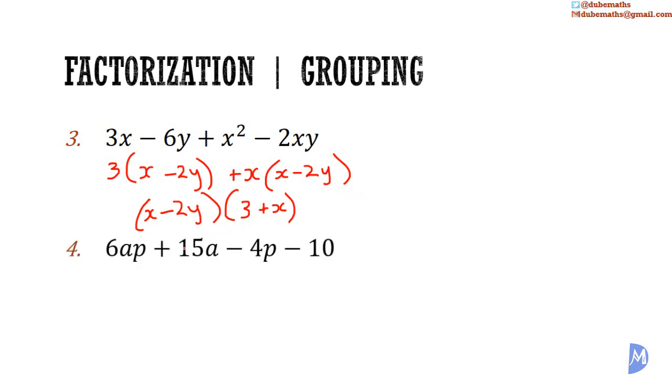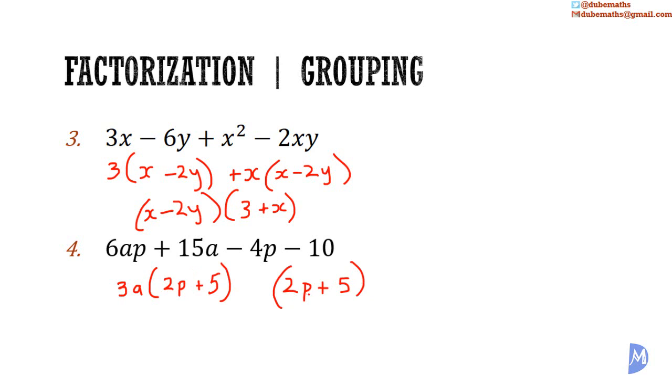And a final example, 6ap plus 15a added to negative 4p added to negative 10. The HCF of 6ap and positive 15a is 3a. What do I multiply 3a by to get 6ap? I multiply it by 2p. What do I multiply 3a by to get 15a? I multiply it by positive 5. Keep the same thing in brackets, so 2p plus 5.